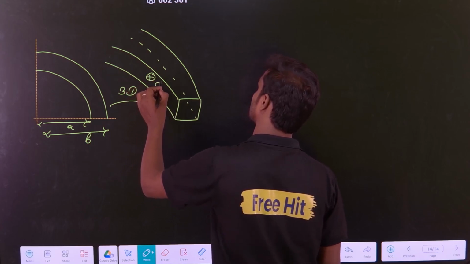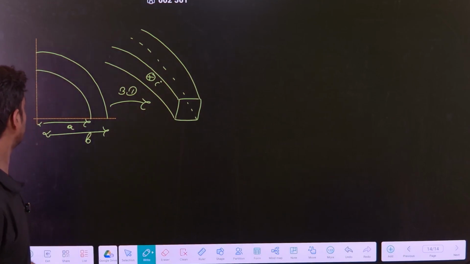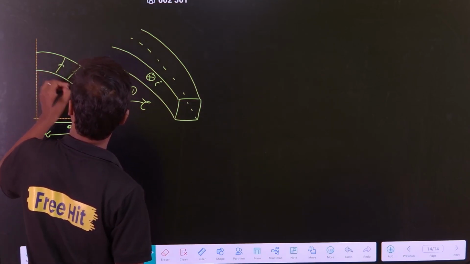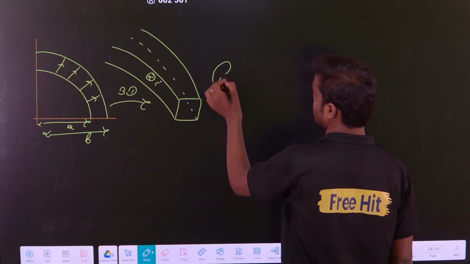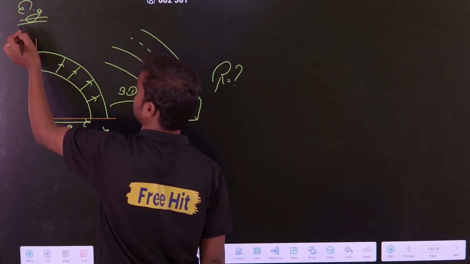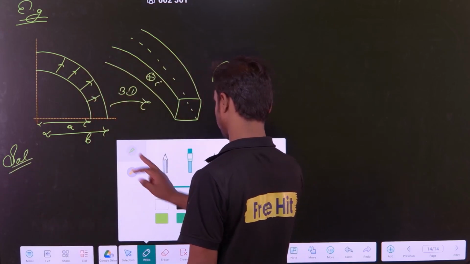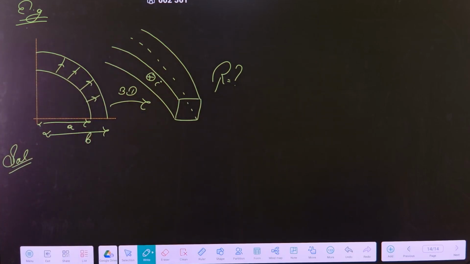Now you tell me, are you getting my points? Means the current is like this, or you can say it is like this. Now you have to find the resistance. What is the resistance? This is an example. Now here again you have to think. Use your brain and think, and now you tell me how to calculate the resistance here.